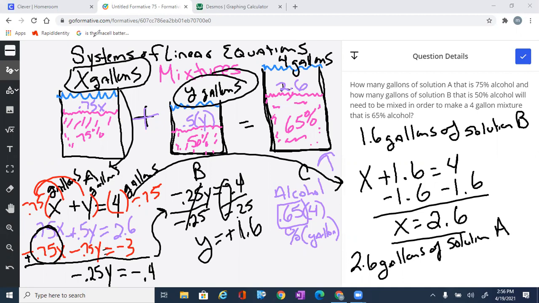So we're going to have 2.6 gallons of solution A. If we take 1.6 gallons of solution B and 2.6 gallons of solution A, we will end up with 4 gallons that is at 65% alcohol.